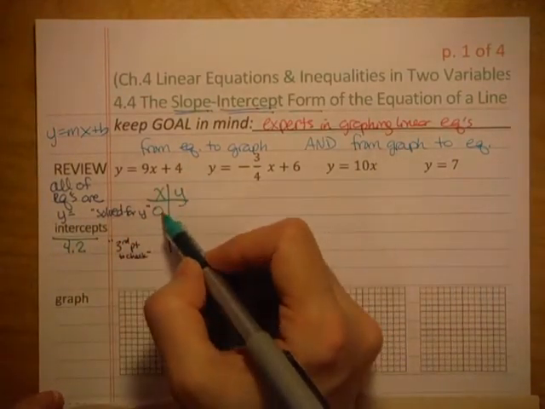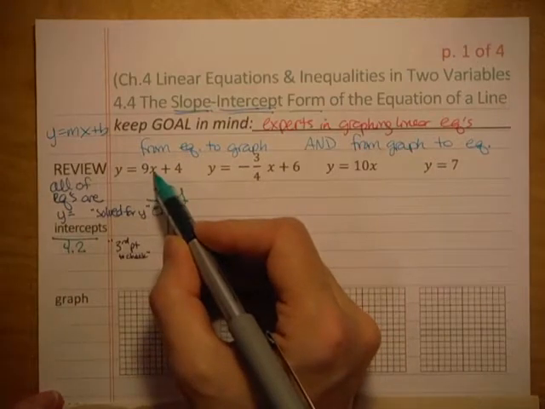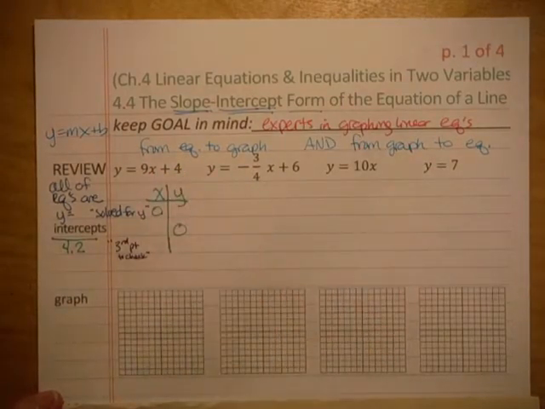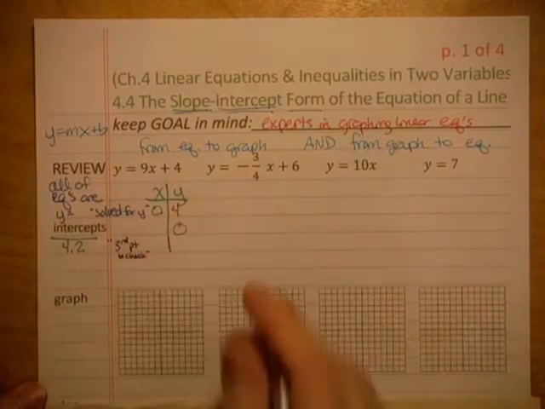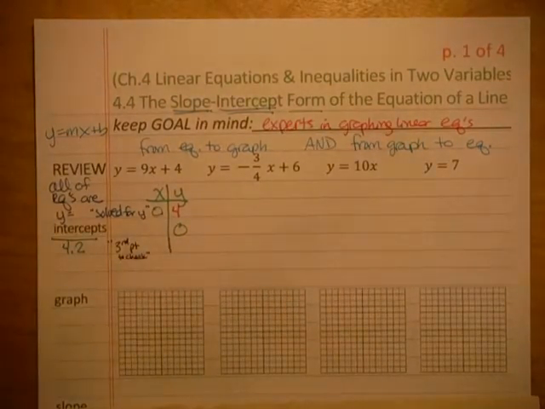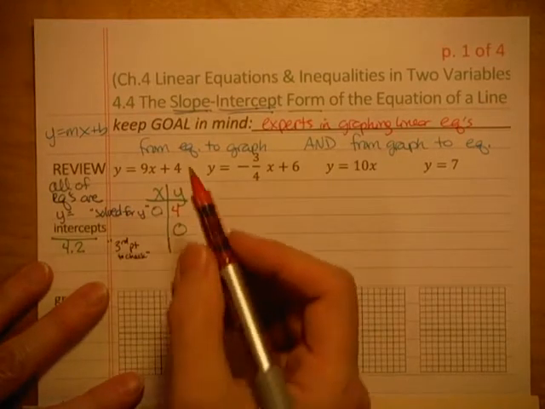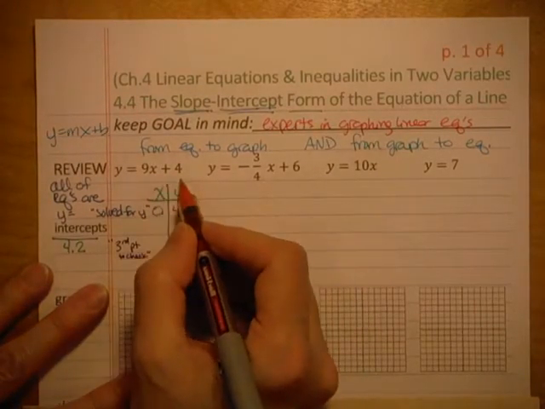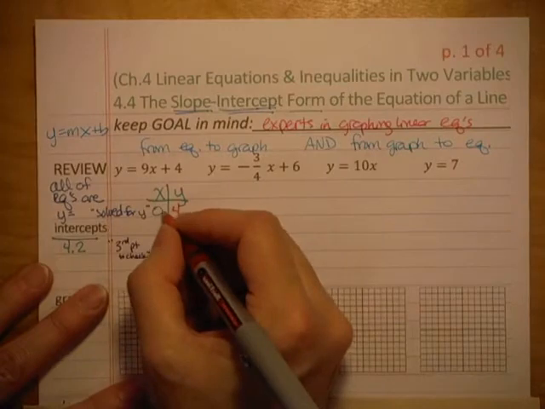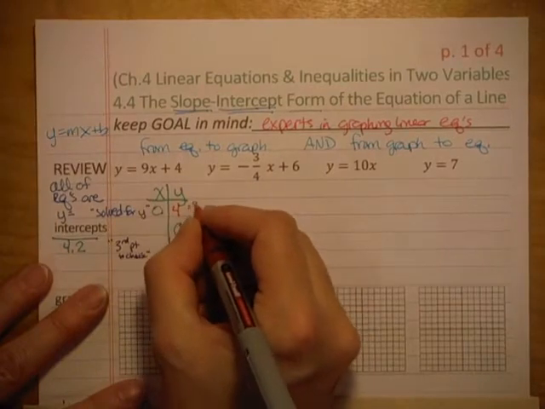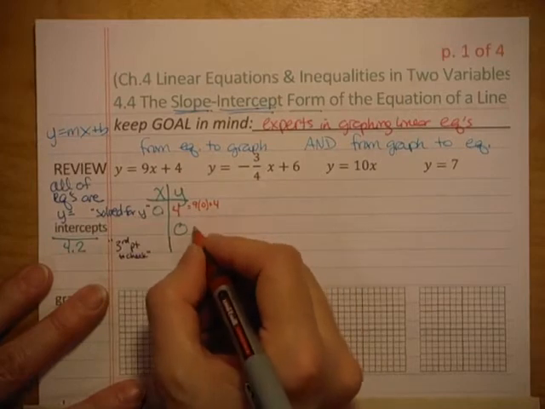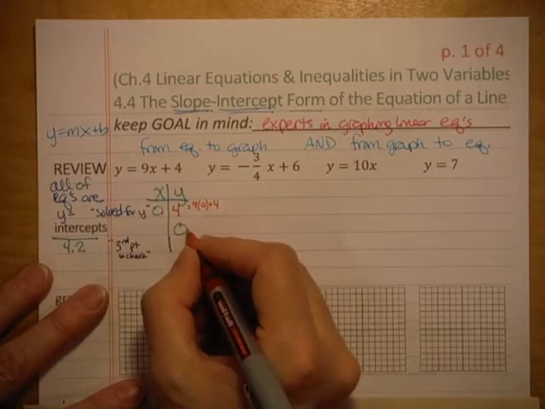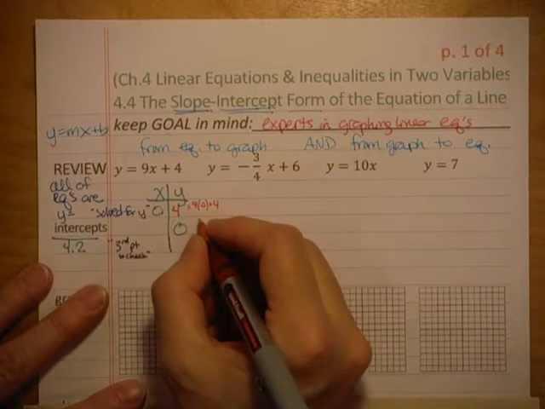And when you plug in 0 for x, you get 9 times 0 is 0. 0 plus 4 is 4. And so what you get is the number 4. And if you need to write this out, you can. I'm just doing this in my head here. But 9 times 0 plus 4 is 4. Okay, well, maybe I'll write it out. I think I have enough space.